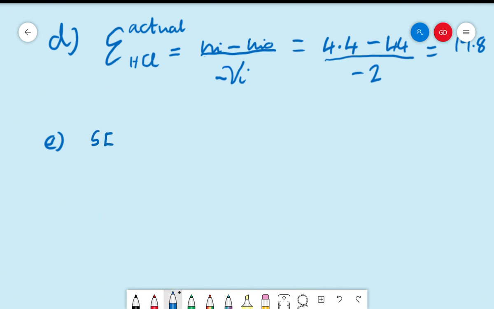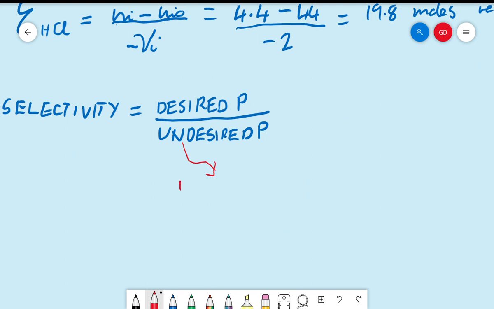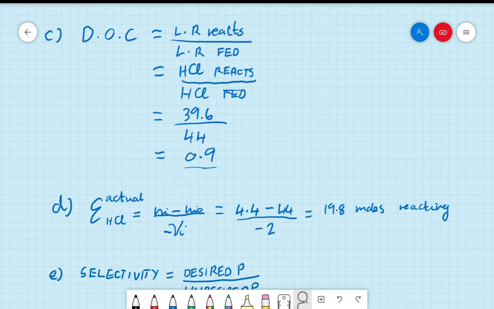So selectivity is desired over undesired. I don't really like to use desired and undesired. I'd rather say byproduct, not undesired, because all these products can be utilized in other processes. So the byproduct in this reaction equation is water, and the main product is chlorine. The main product is chlorine and the byproduct is water, as witnessed here.